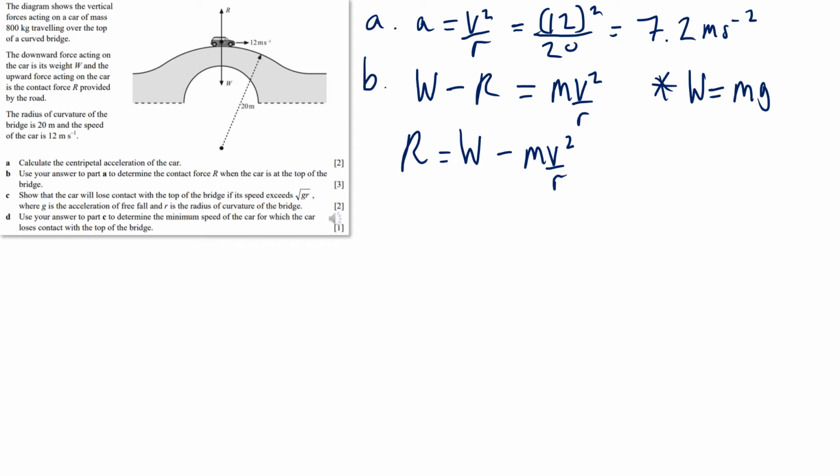Now it's just a case of substituting our numbers into the equation and working out a value. As we said, R is equal to W minus mv squared over r. W is mg. So let's just put all our terms in. The weight is 800, g is 9.81.